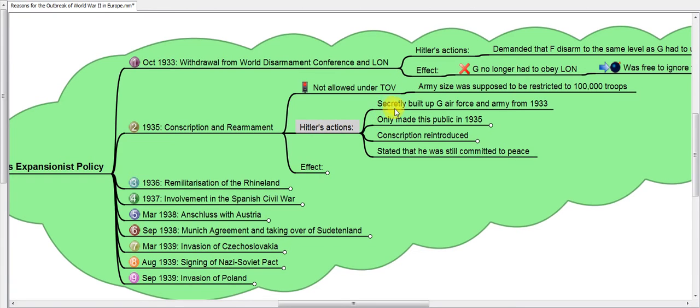Take note, this is important: he secretly had started building up the German Air Force and the army from 1933. Secretly, why? Because he didn't want to make it public. If he made it public, he may have had the League of Nations or Britain and France try to stop him, right? And so he did so secretly. He only made it public 2 years later. So for 2 years he was building up his army and the Air Force.